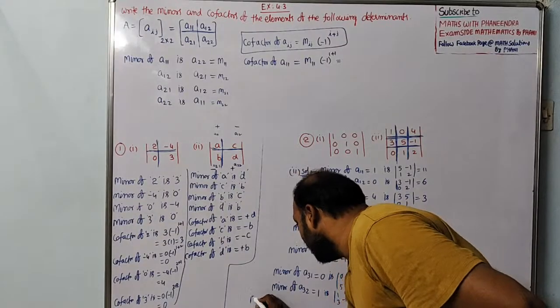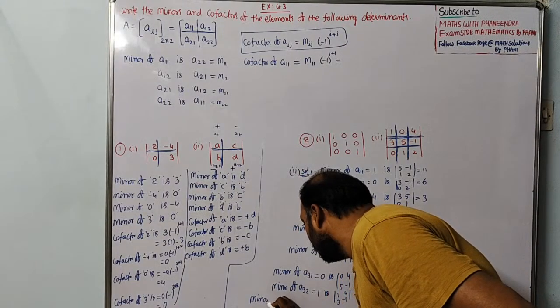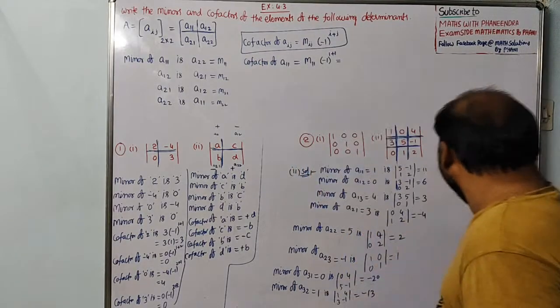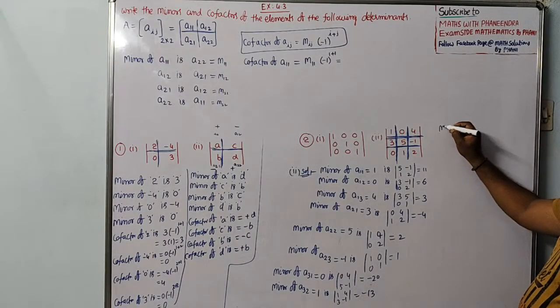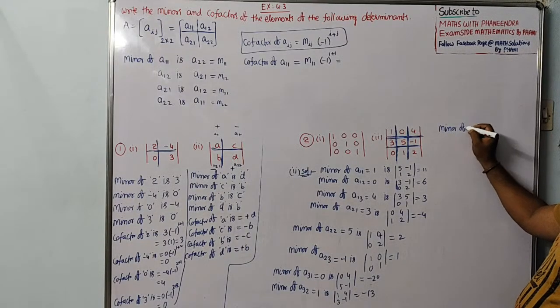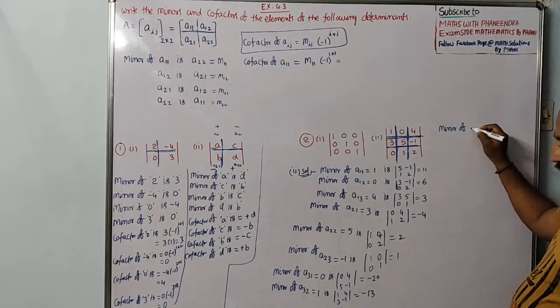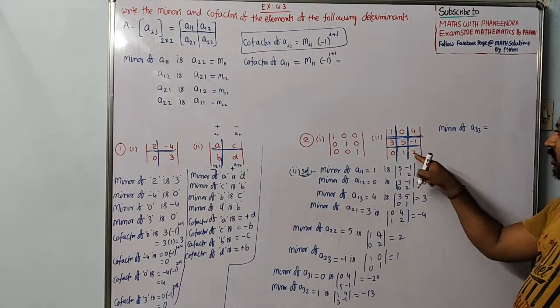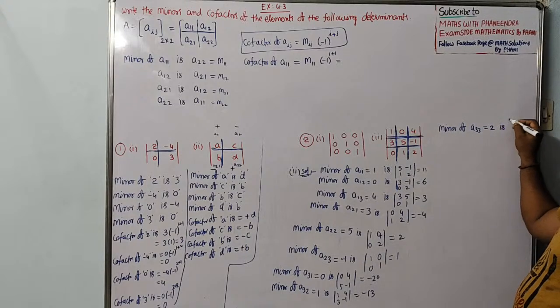I'll try to finish here only. Is it possible to see or not? No, it's not completely, it is not able to see. Here only I will write it. Minor of A33 is equal to A33 means third row, third column element 2 is.